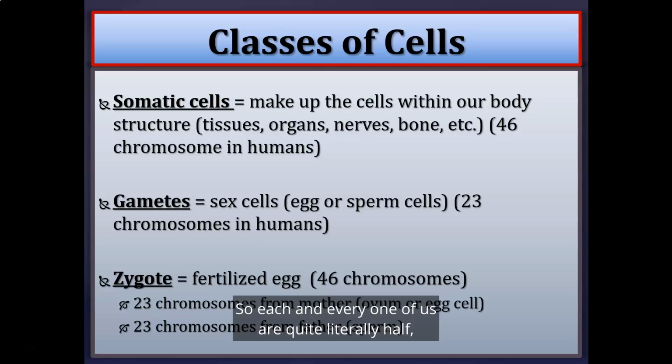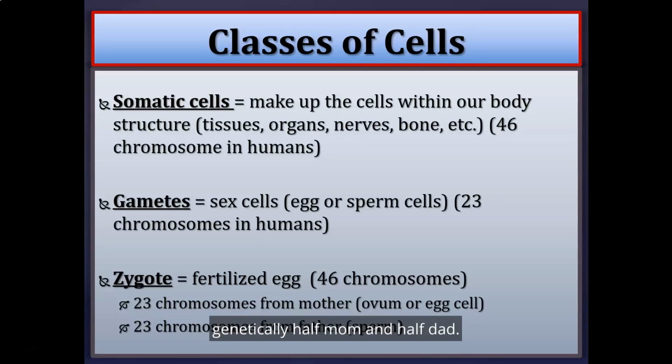So each and every one of us are quite literally half genetically mom and half dad. We receive 23 chromosomes from mom's egg and 23 chromosomes from dad's sperm. So once the sperm and egg combine, you get a zygote. So a zygote is a fertilized egg. So 23 from the sperm, 23 from the egg, you get back to the 46 total.